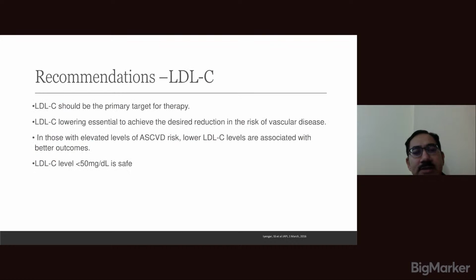So what is the recommendation for low density lipoprotein cholesterol? LDL-C should always be the primary target for therapy. Once we start therapy or lifestyle modification, the primary target for therapy remains LDL. LDL lowering is essential to achieve the desired reduction in event rates. In those patients with elevated risk scores, lower LDL levels are associated with better outcomes, as we know from multiple studies. And it has been proven that even LDL levels of less than 50 milligram per deciliter are safe.